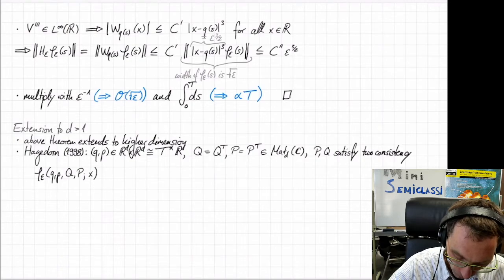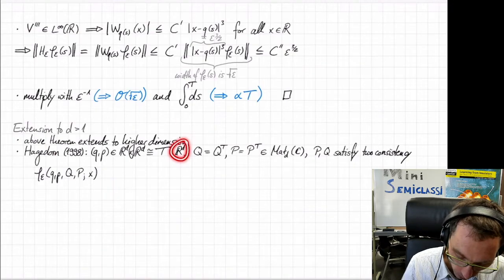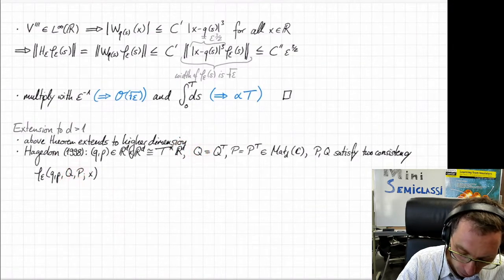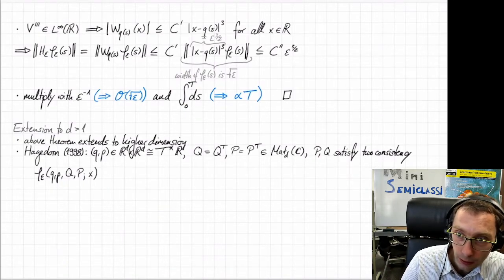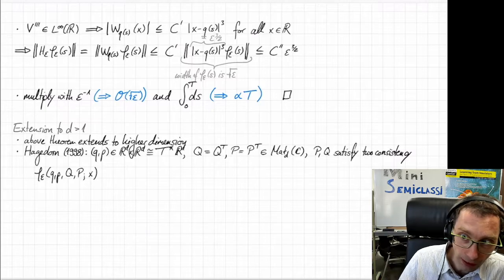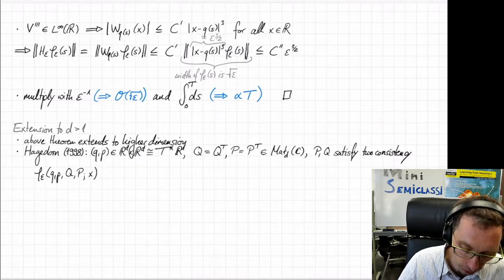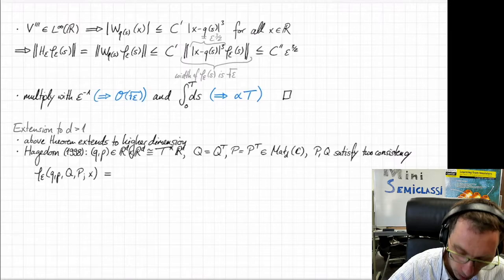So small q, small p are elements of R^d. Capital Q and capital P are matrices, real symmetric matrices. And you could ask yourself, well, okay, why are they called Q and P? You will see in a second once I write down the classical equations of motion. Then it will become extremely obvious.